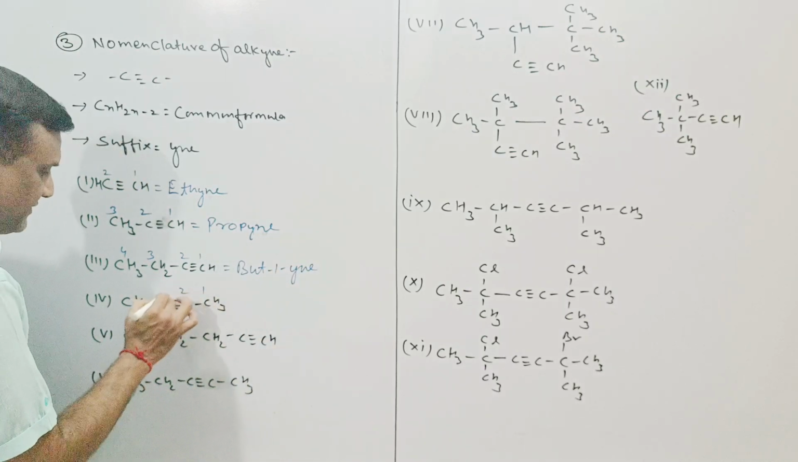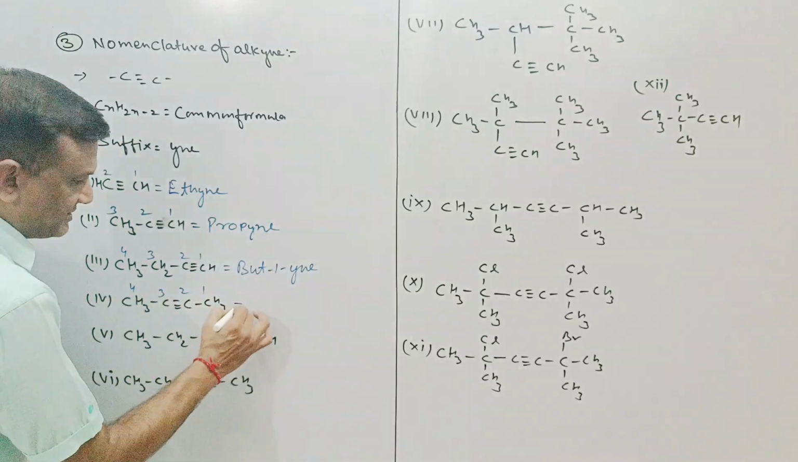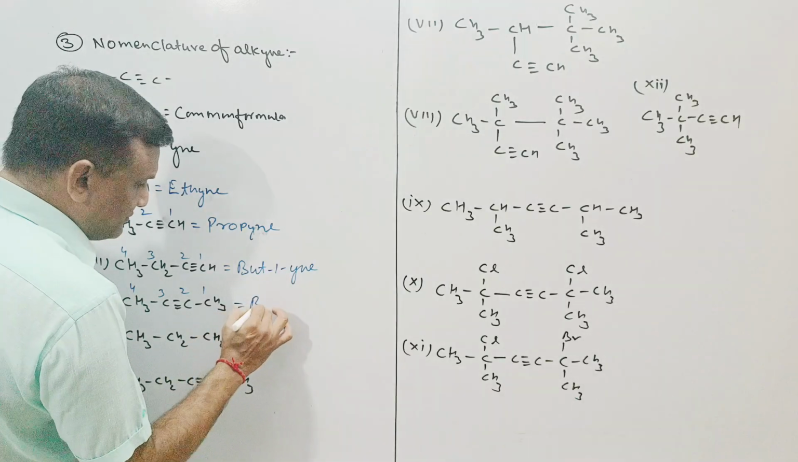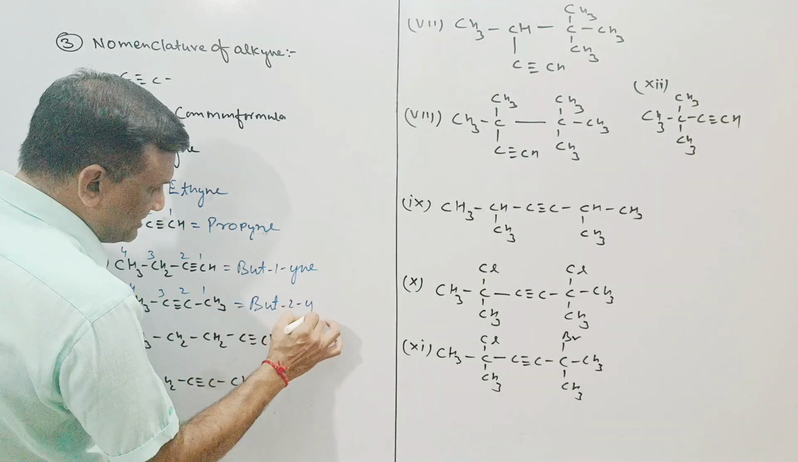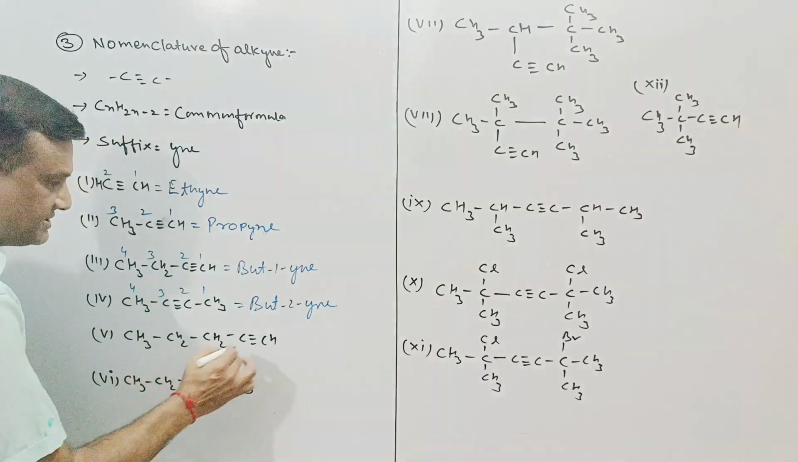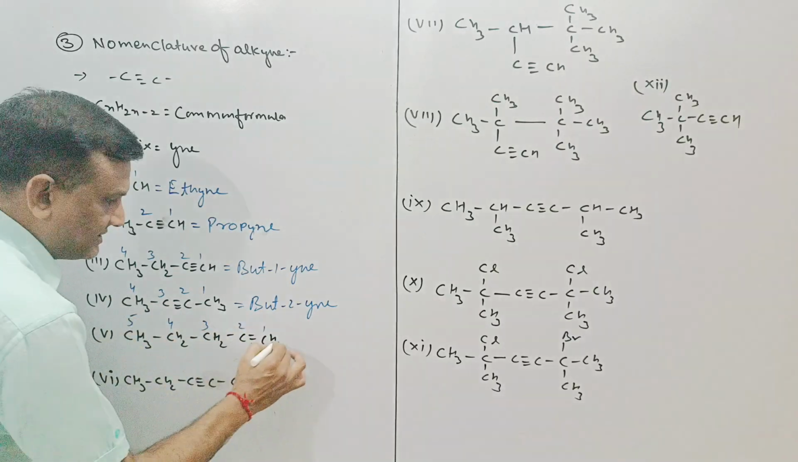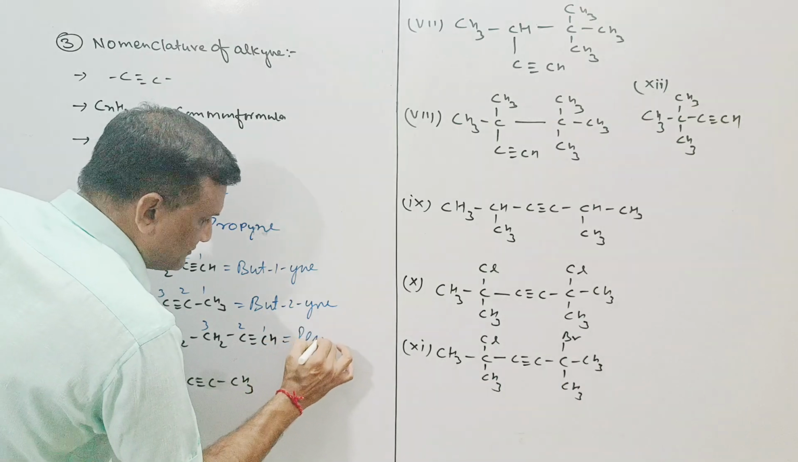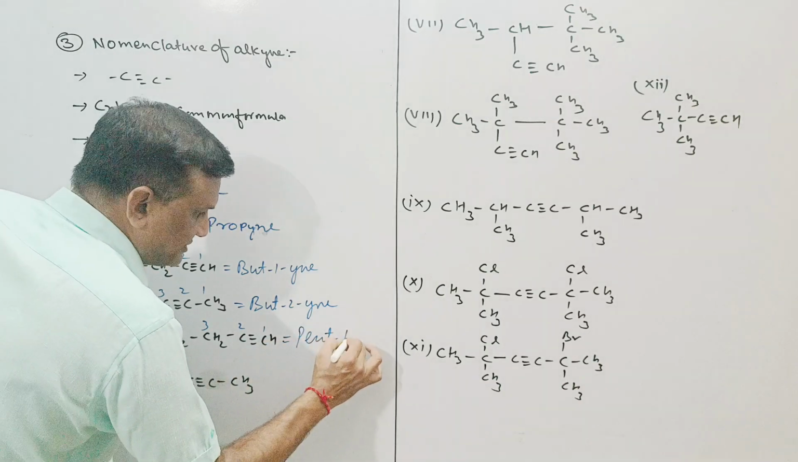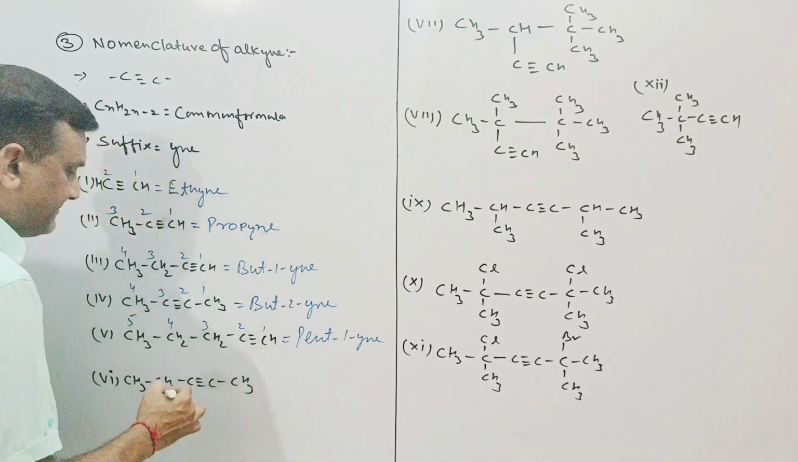For this, it is 1, 2, 3 and 4. Here there are 4 carbons, so it will use but at number 2 position. There is the "yne". For this it will be 1, 2, 3, 4 and 5. Here there are 5 carbons, so it will use pent at number 1 position. There is the "yne", so pentyne.